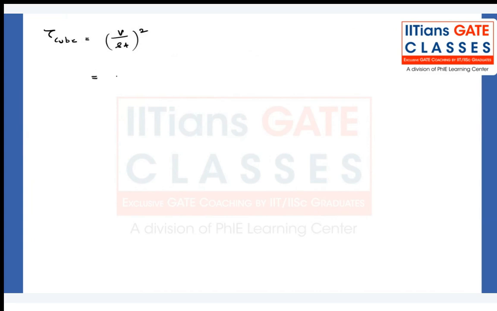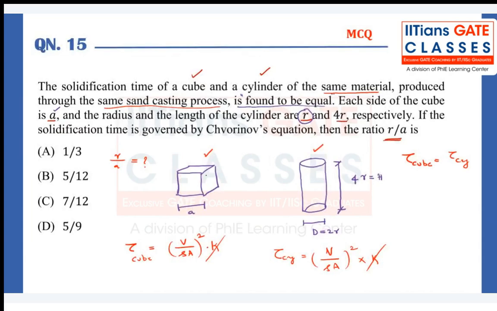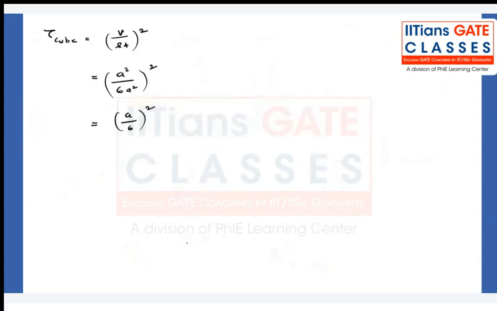What is the volume of the cube? A cube. And the surface area is 6A square, whole square, isn't it, guys? Now from here I can write, A cube will get cancelled, A by 6 whole square. Clear, everybody? The surface area is 6A square and the cube volume is A cube. That is what I substituted.